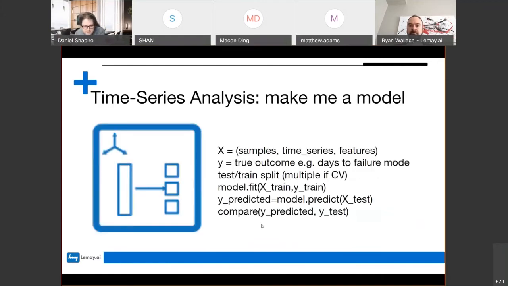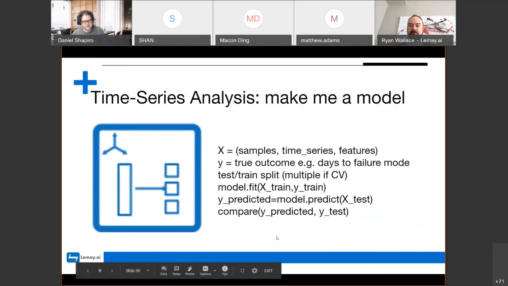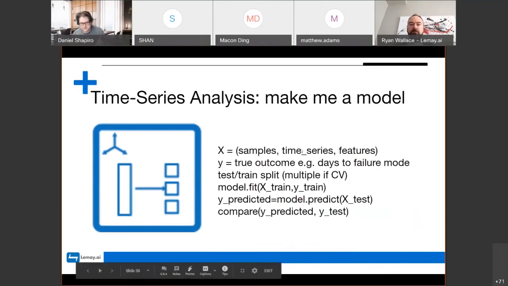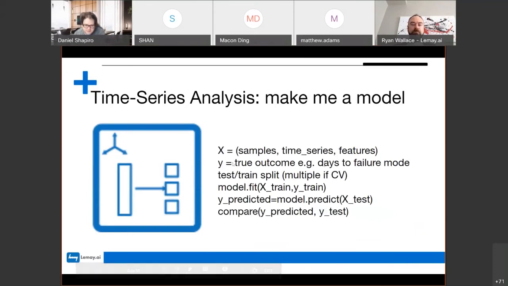In general, the way that these model building exercises work, you have some tensor. It's like an array of samples by time series by features. It's kind of like this cube of numbers. And you have your outcomes, like failure events. So it could be days to failure, like we talked about. So you take this X and Y, and you can split it like a deck of cards. You shuffle and split and shuffle and split. And that's called cross validation.